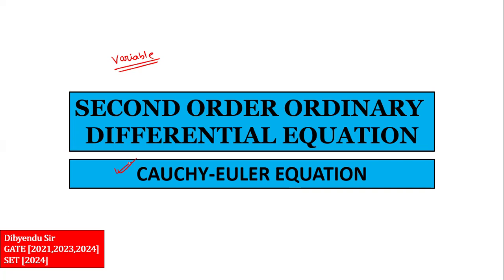I am not touching the theory parts. I will explain this form, the Cauchy Euler equation, or you can say the Cauchy Euler method, using an example, properly, step by step. I will explain each step. So let's start using an example.